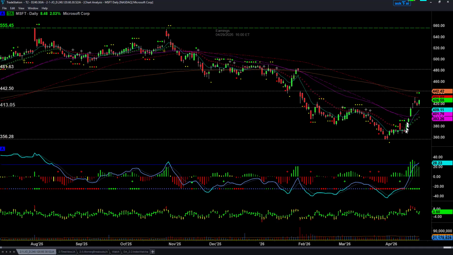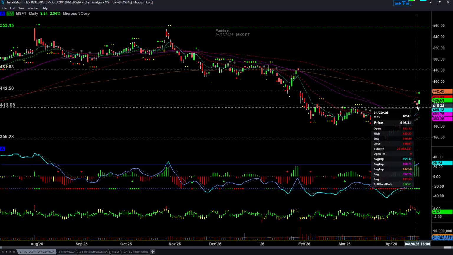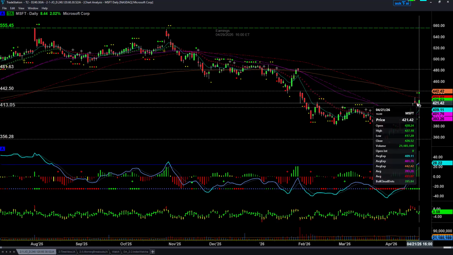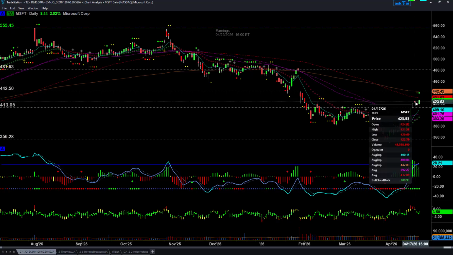So at this point, you can see we moved up. We put in almost a shooting star here. We pulled back. That gave us a bull flag opportunity. And then today we triggered the bull flag by going above the previous bar's high of 423.33. It's already triggered and running higher. The initial target of that bull flag is going to be up at 431.58.